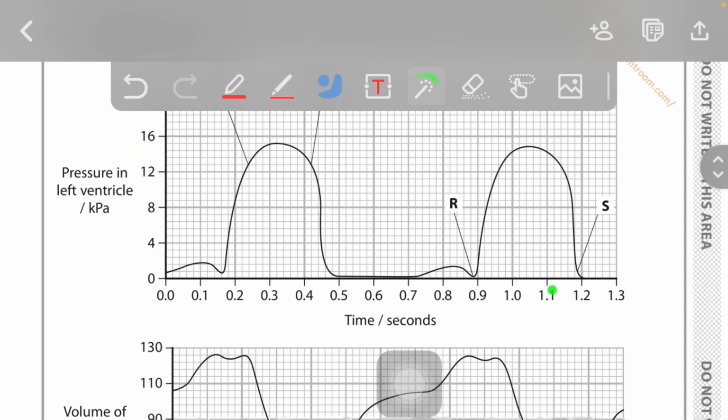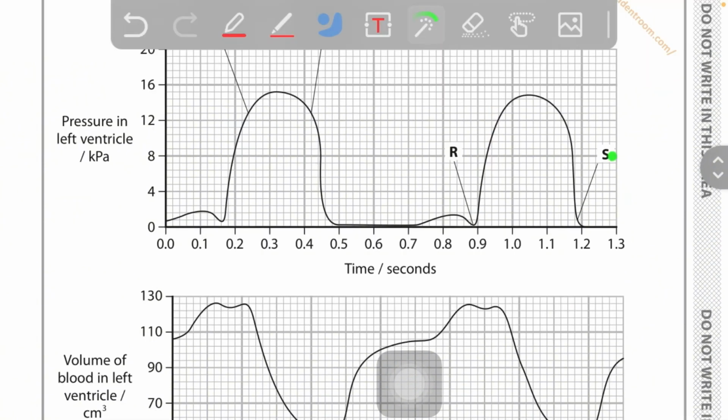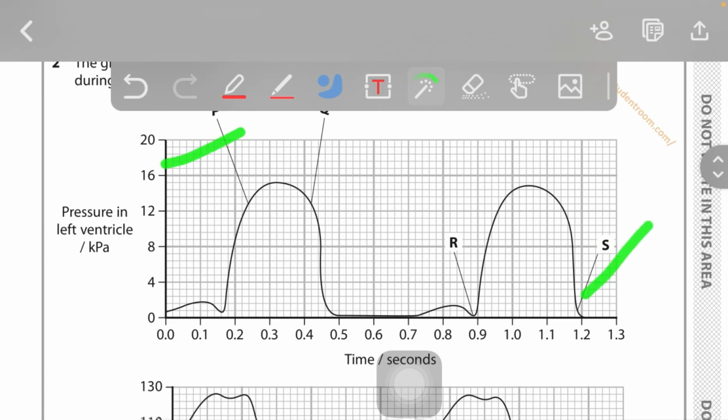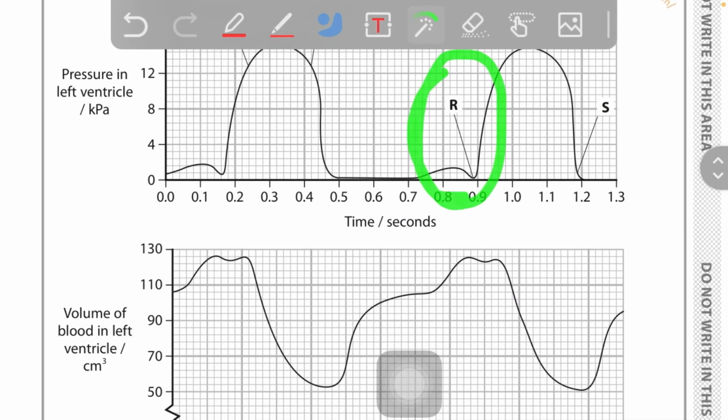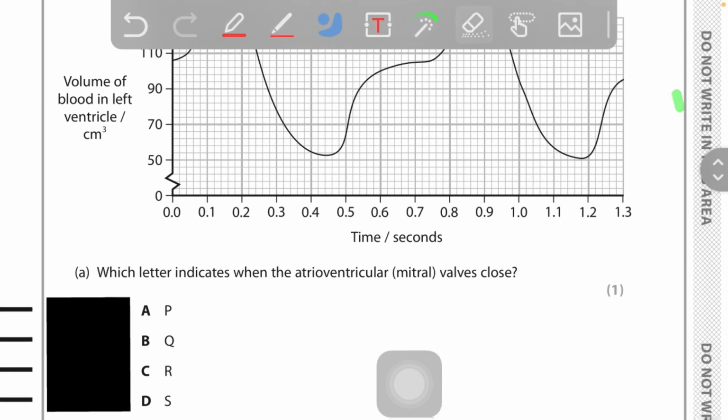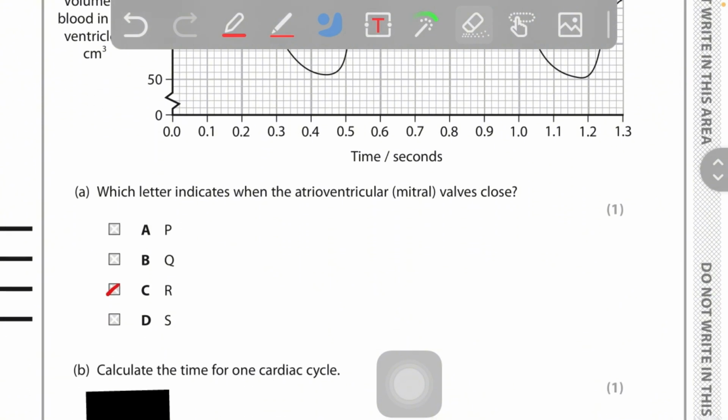And why not S? Because the valve closes before the systole and not after it. Neither after it, nor during it. It closes before the systole, so it's R. I hope I made it clear. The answer is C.